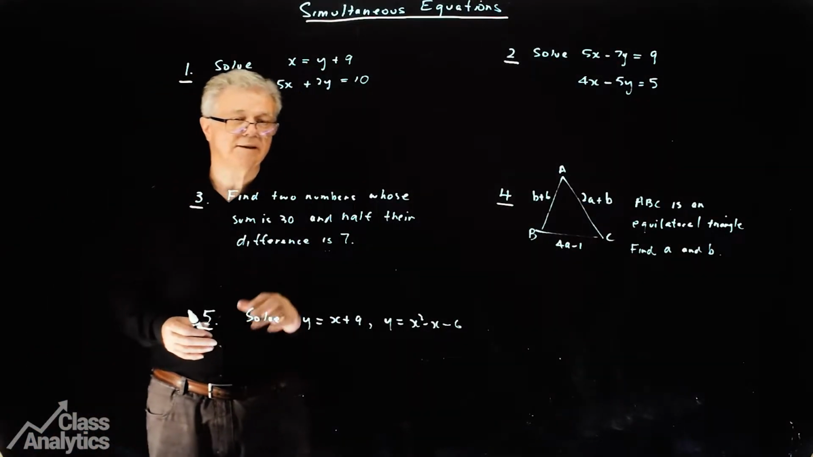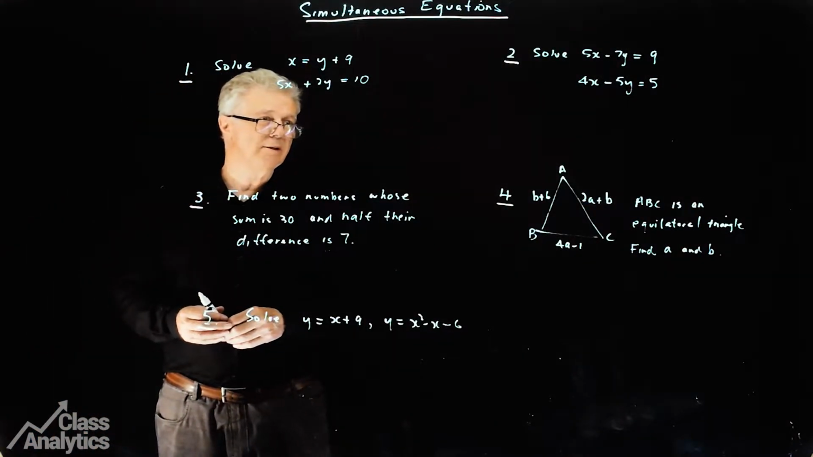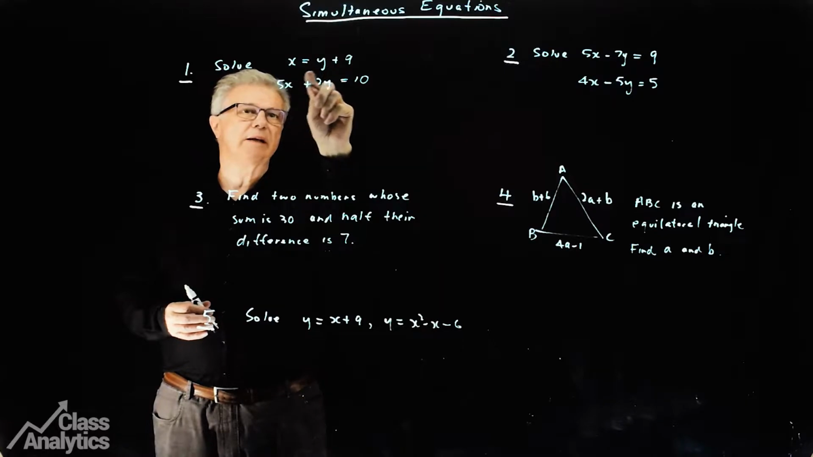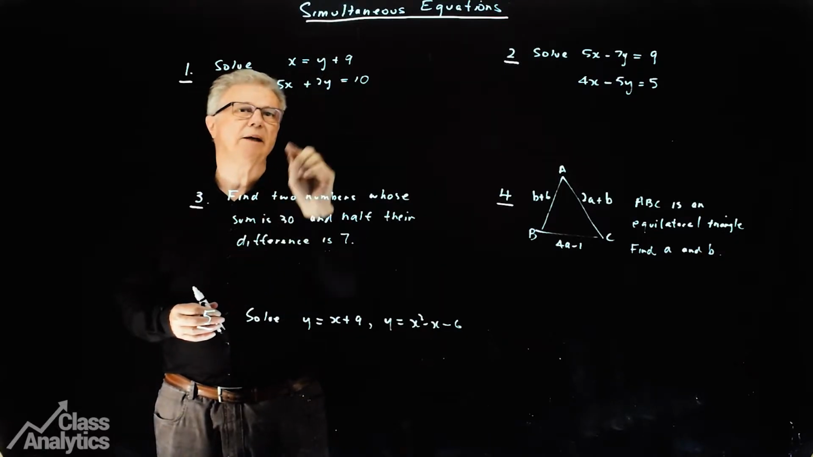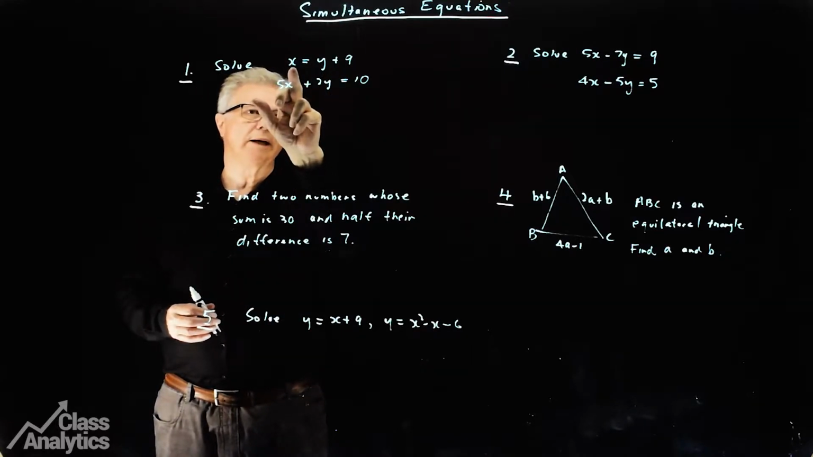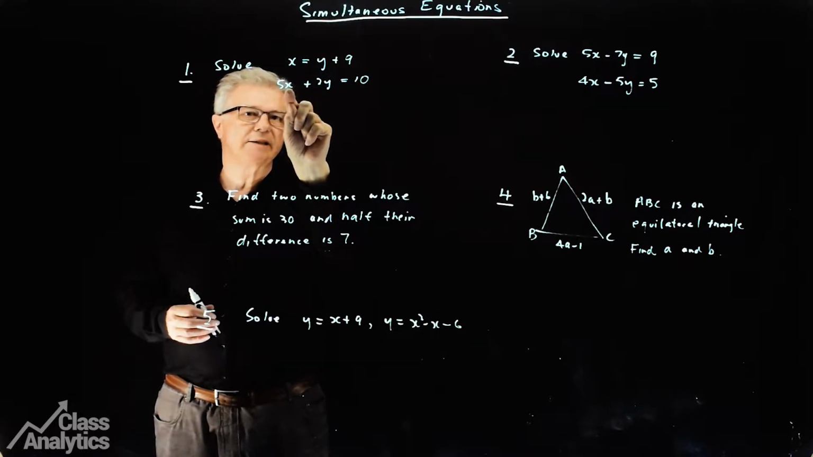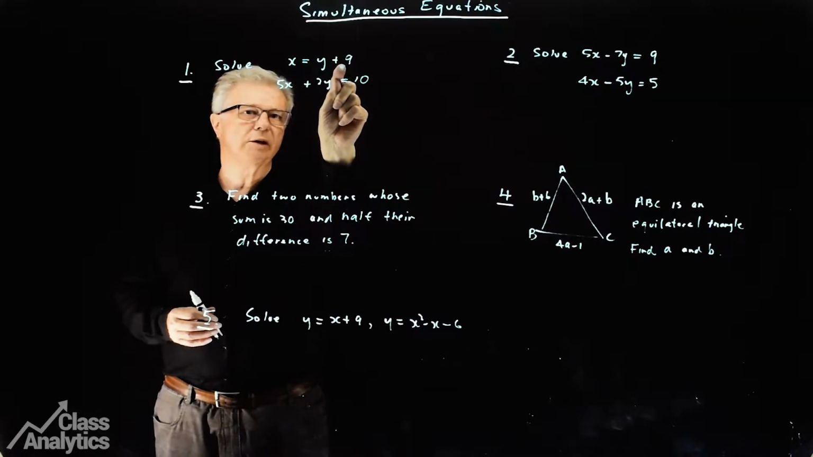Simultaneous equations is another extremely important algebra concept to get on top of. Okay, the first one here, we're going to use the elimination method. Sorry, not the elimination method, the substitution method. So I've got here x equals this. So what I can do is simply replace the x in here with the y plus 9.